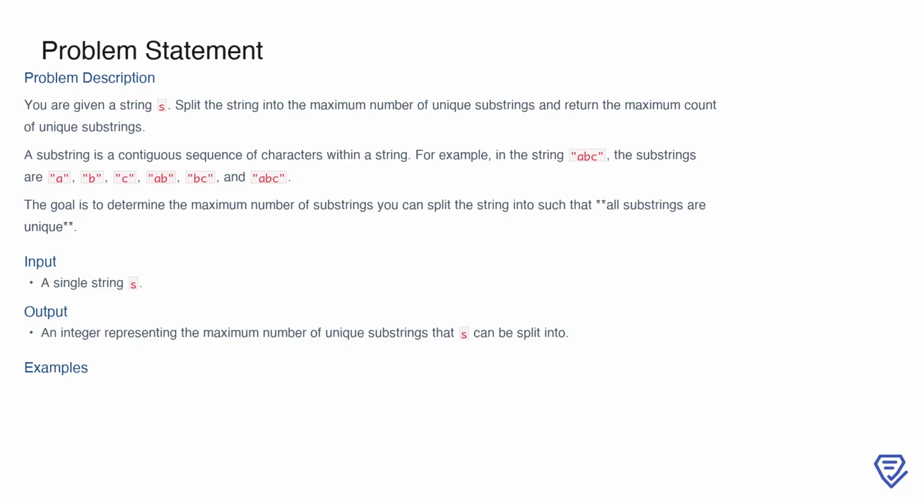To solve the problem, you need to ensure that all substrings from your split are unique, and then return the maximum count of such unique substrings. The input is a single string S, and the output is an integer representing this maximum count.